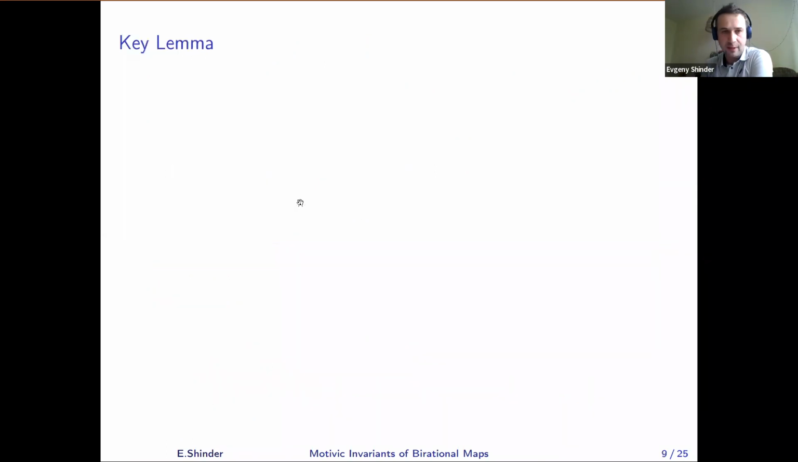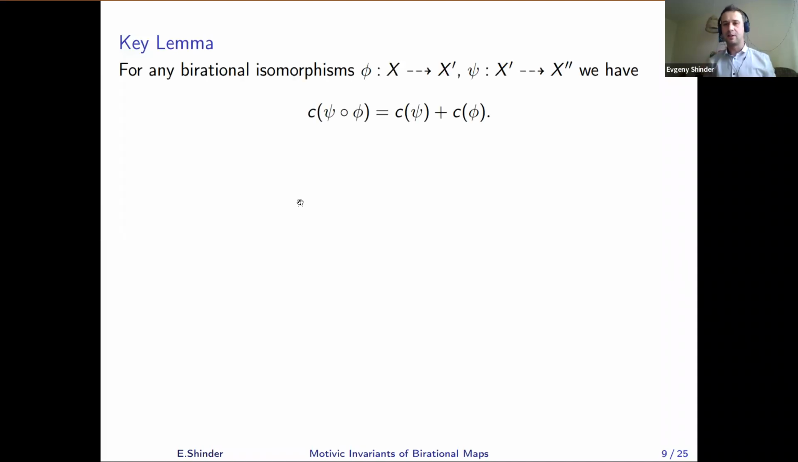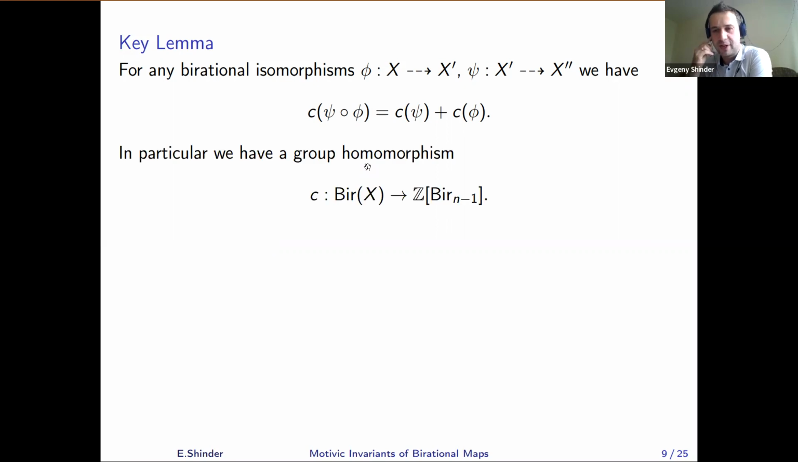As I said, the key fact about this invariant is homomorphism under composition. So as soon as you have two composable maps between varieties of the same dimension, then the property is that C of the composition is the sum of the two invariants. So in particular, if you look at birational isomorphisms from X to itself, then you get a homomorphism to this free abelian group on birational types.